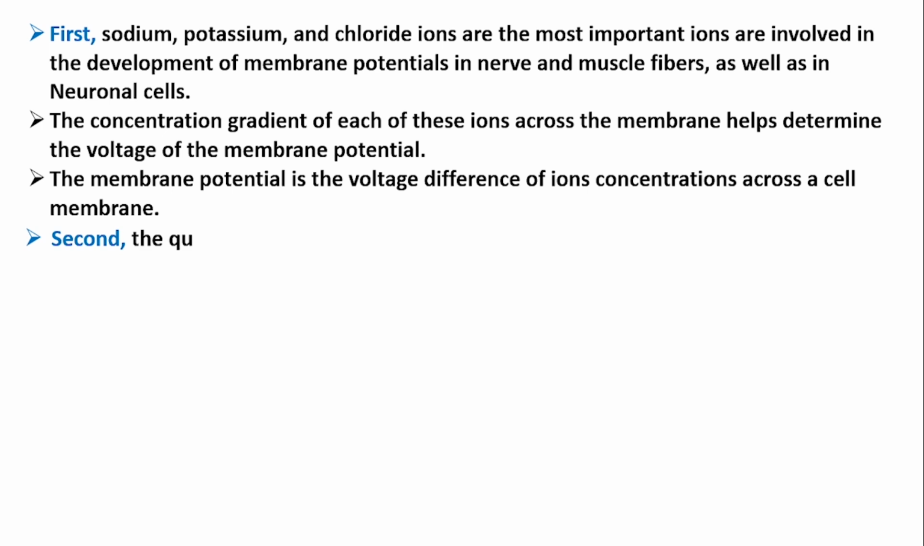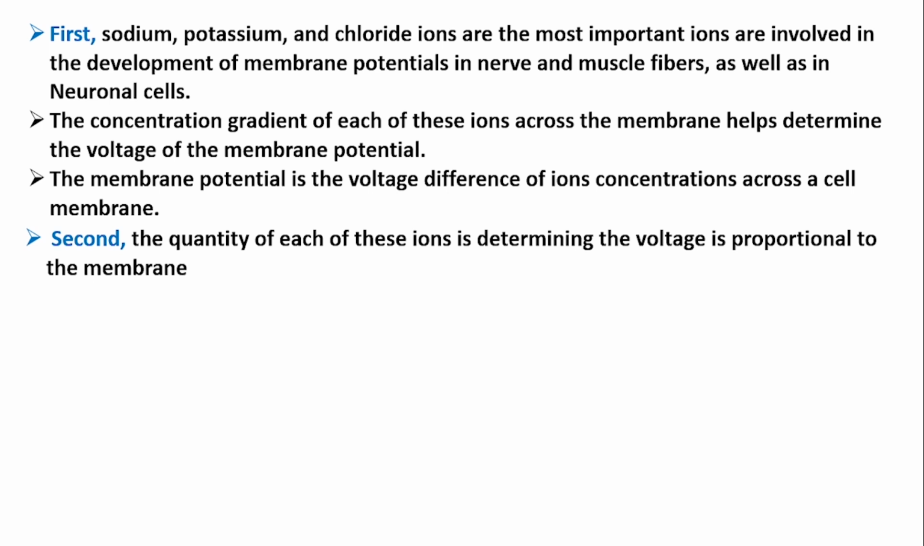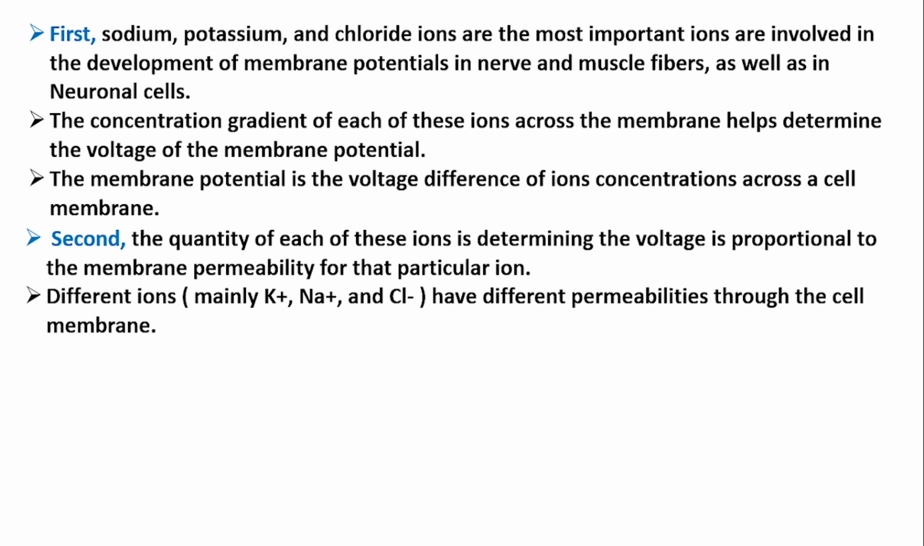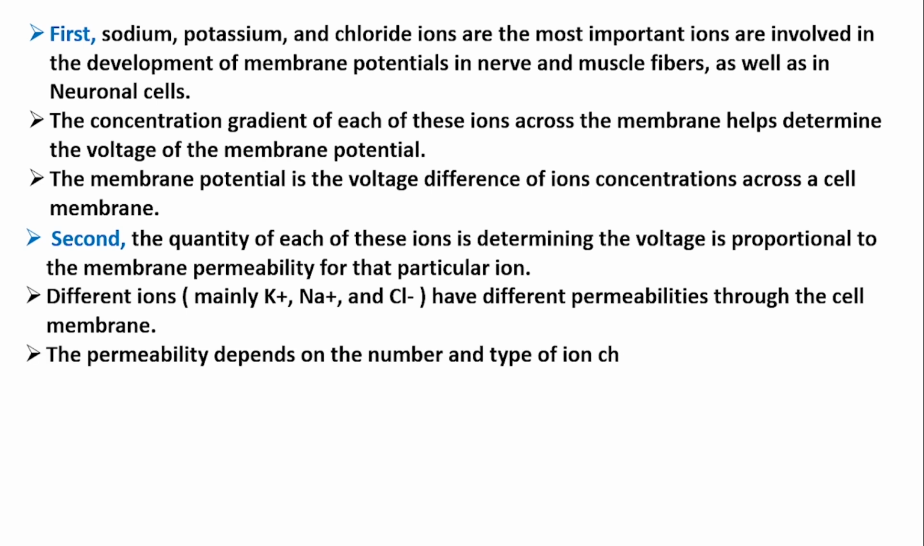Second, the quantity of each of these ions determining the voltage is proportional to the membrane permeability for that particular ion. Different ions, mainly potassium, sodium, and chloride, have different permeabilities through the cell membrane. The permeability depends on the number and type of ion channels open for each ion.